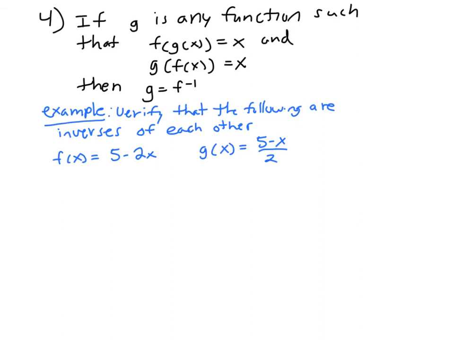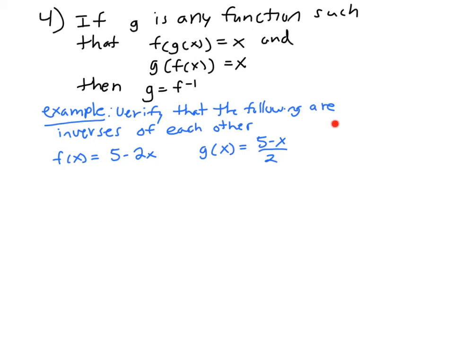Now let's move to the fourth and final property that we're going to talk about. This one says, if g is any function such that f of g of x equals x, and g of f of x equals x, then g is the inverse function. This was the second property, and this is the third property that we discussed. It's just saying that if both of these hold, then g must be the inverse function.